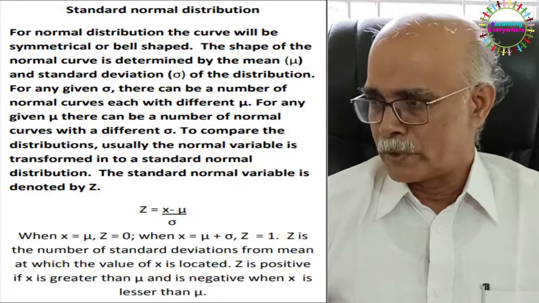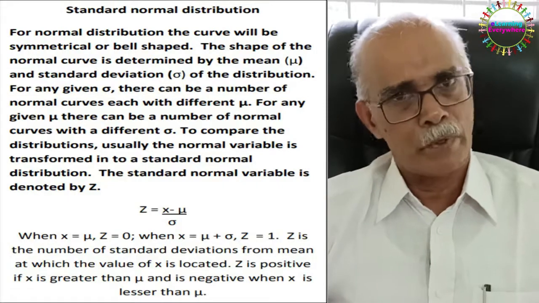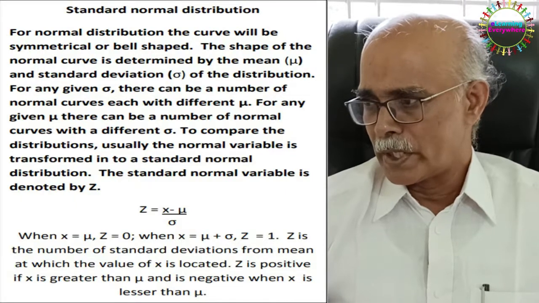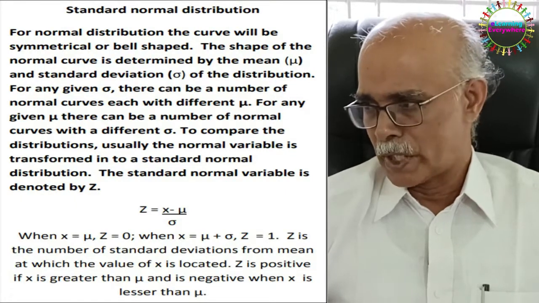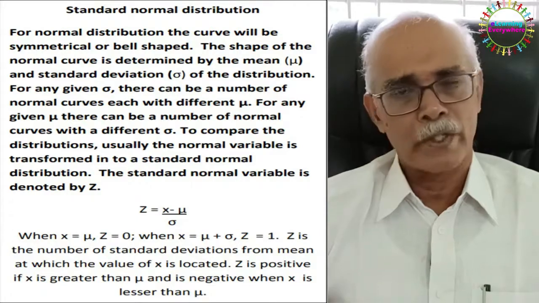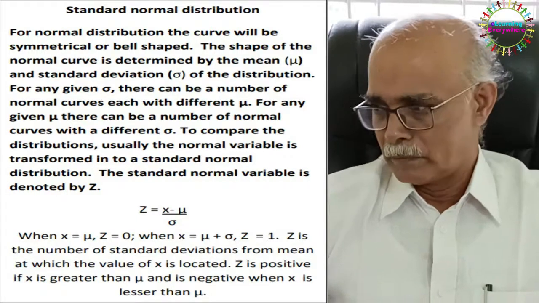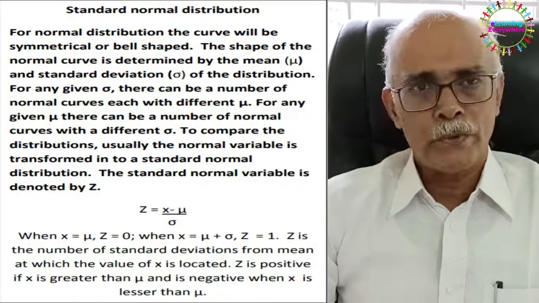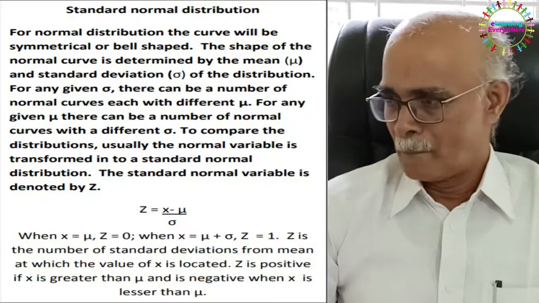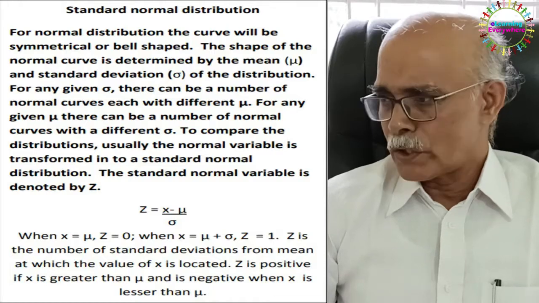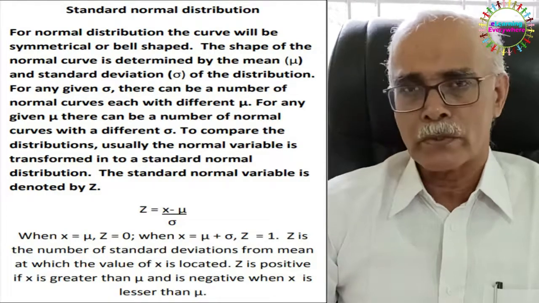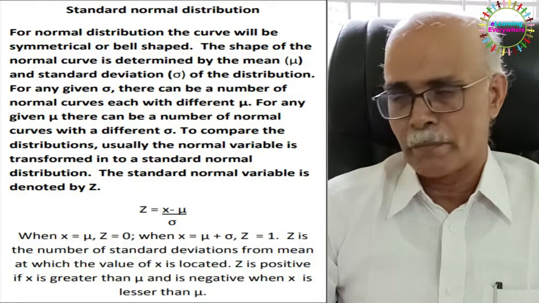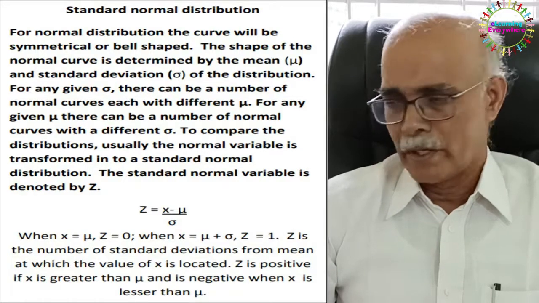To compare the distributions, usually the normal variable is transformed into a standard normal distribution. The standard normal variable is denoted by z. Z is equal to x minus mu divided by sigma. When x is equal to mu, z is equal to 0. When x is equal to mu plus sigma, z is equal to 1.